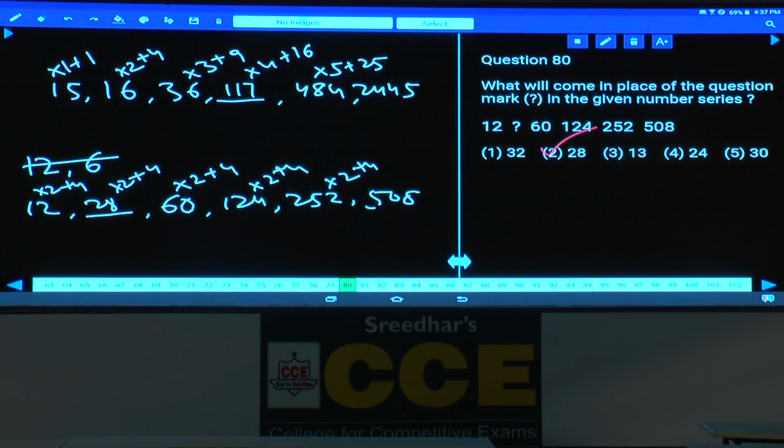Now this is about question number 76 to 80. Now paper number 8, as of now we have done question numbers 1 to 40 and 76 to 80. And the next is quant.